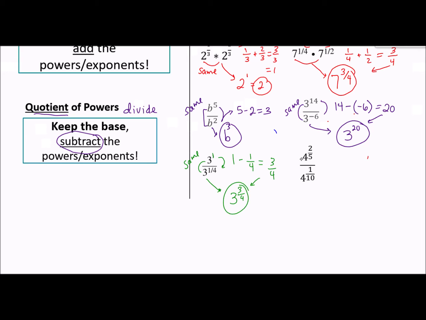All right, same thing. We've got the same base, so our answer is going to have a 4. Take these two powers and subtract them. 2/5 minus 1/10. Calculator says that's 3/10, which is your new power.